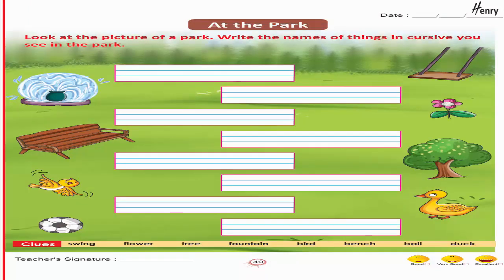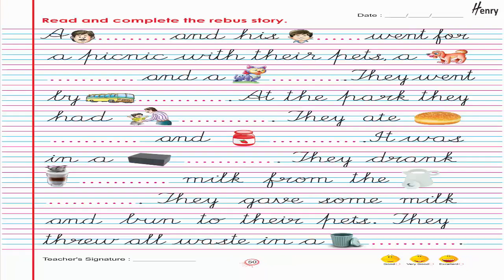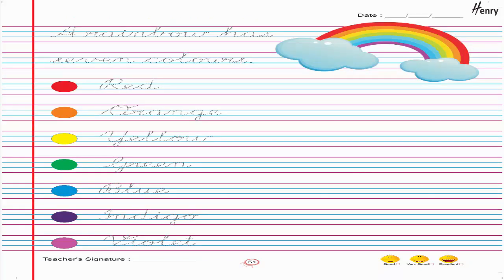At the park. Look at the picture of a park. Write the names of things in cursive you see in the park. Read and complete the rebus story. A rainbow has 7 colors. Red, orange, yellow, green, blue, indigo, violet.